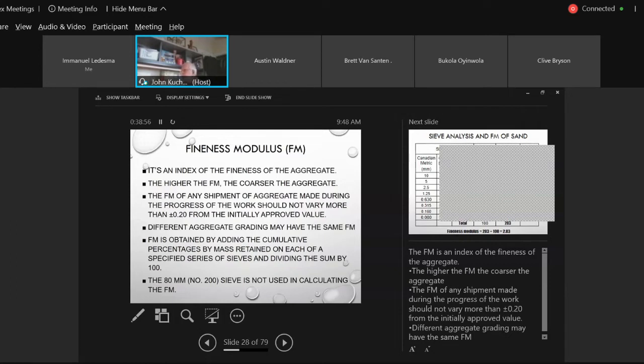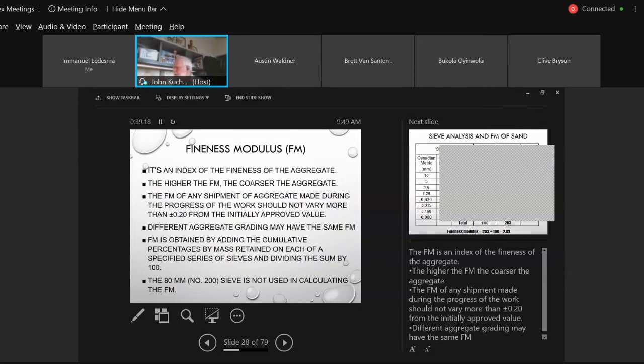The FM of any shipment of aggregate made during the progress of the work should not vary by more than plus or minus 0.2. If the FM is an indication of how coarse that aggregate is, and that FM is all over the map, what does it tell you?